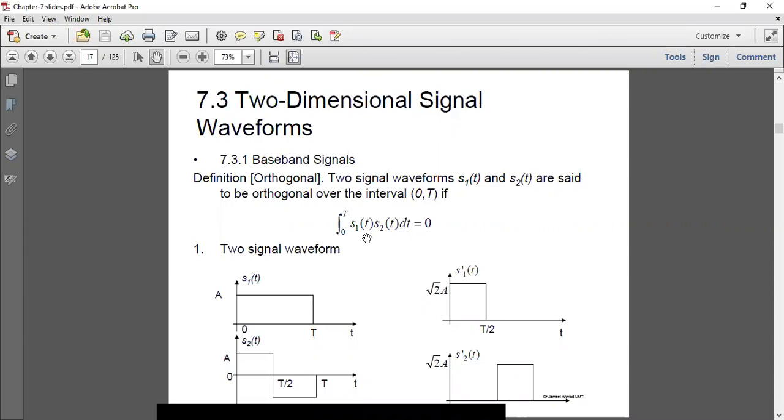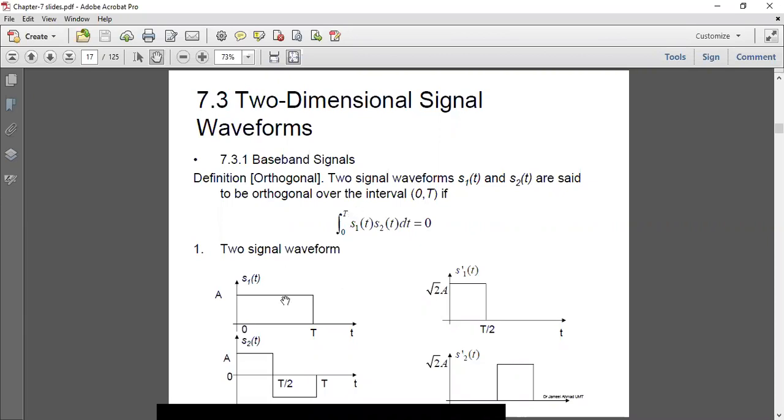For section 7.3, I will quickly go through these slides which we have already discussed. Two-dimensional signal waveforms. Baseband signals definition, orthogonal signals: two signal waveforms S1 and S2 are said to be orthogonal over the interval 0 to T if the integration of their product is equal to 0. And the integration should be from 0 to T, which is the symbol duration.